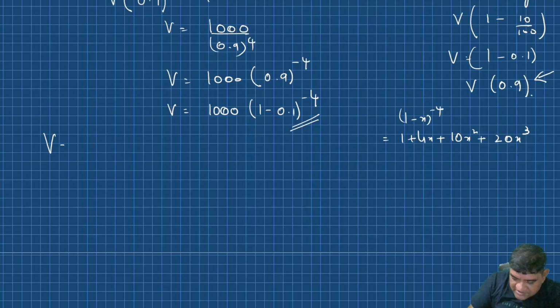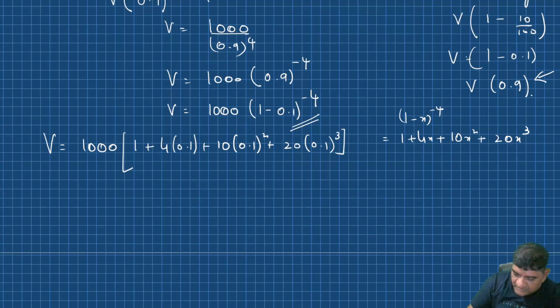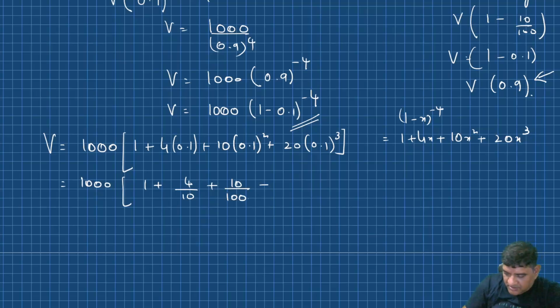Therefore the initial value is 1,000 multiplied with 1 plus 4 into 0.1 plus 10 into 0.1 squared plus 20 into 0.1 cubed. Let's quickly expand this. This is 1000 times 1 plus, I'm going to write this as 4 by 10 plus 10 divided by 100 plus 20 divided by 1000. 0.1 is 1 over 10. I hope you know that's what I'm doing.